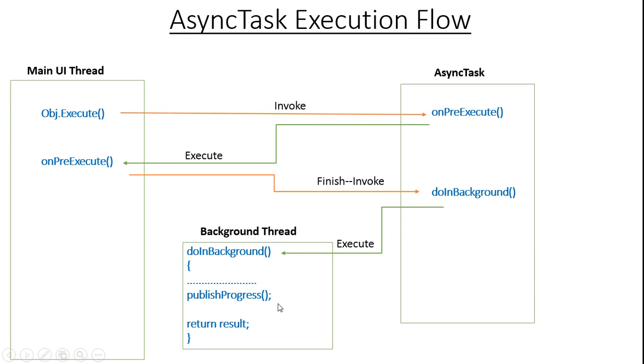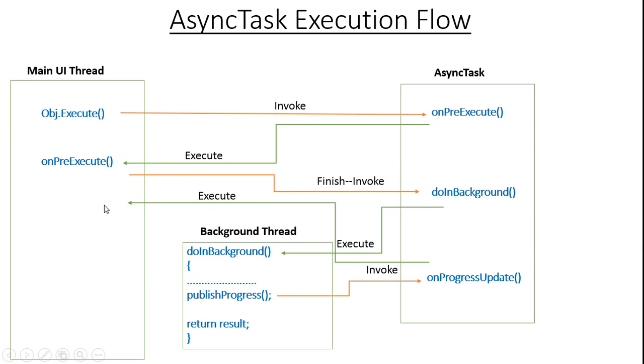And if you call the publishProgress method inside the doInBackground method, the Android system will call the onProgressUpdate method inside AsyncTask. So if you call the publishProgress method, it will invoke the onProgressUpdate method inside AsyncTask, and the system will place the onProgressUpdate method inside the UI thread and execute it, so that you can publish the progress on the UI thread.